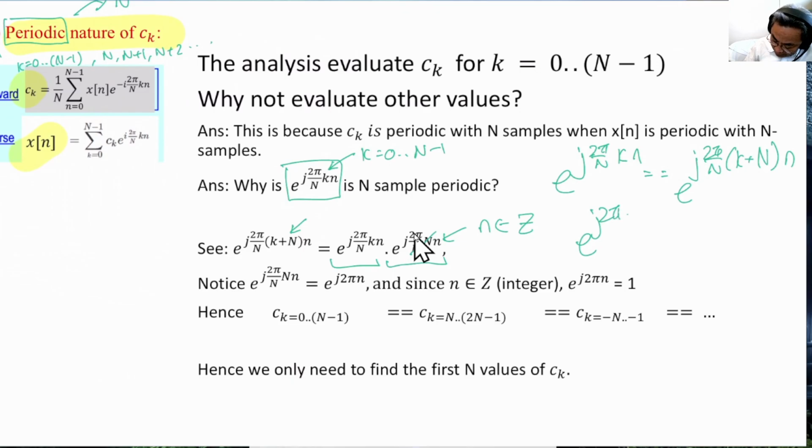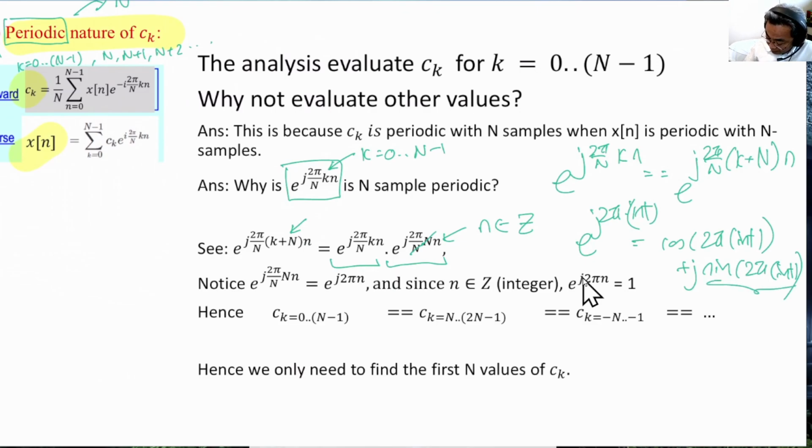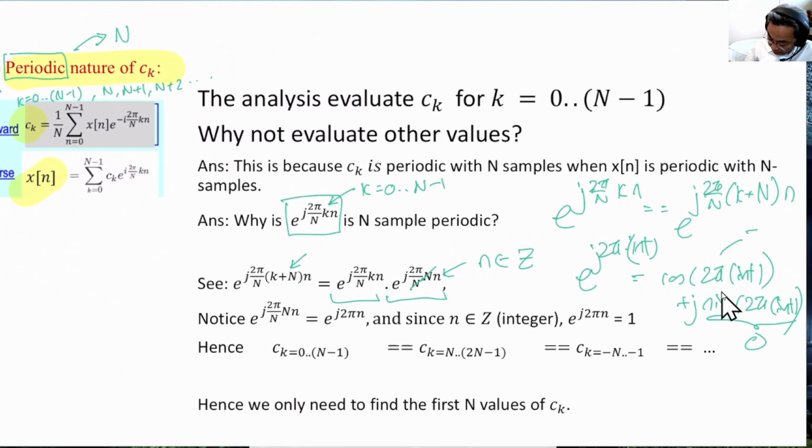e^(j times 2 pi times any integer) will give you basically cosine 2 pi times any integer plus j sine 2 pi times any integer. Now, sine of 2 pi times any integer is 0 and cosine of 2 pi times any integer is 1. So in this case, this term reduces to 1, showing that e^(j 2 pi over N times kn) is equal to the expression on the left.